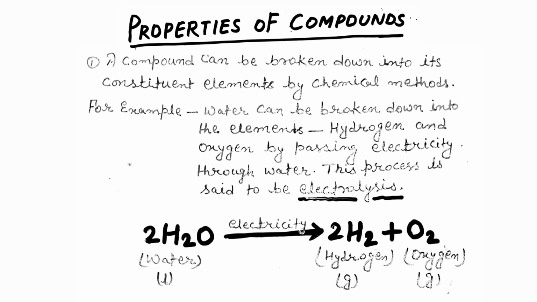Now, the next topic is properties of compounds. So, first property of compound is, say, a compound can be broken down into its constituent elements by chemical methods. For example, water can be broken down into the elements hydrogen and oxygen by passing electricity through water. This process is said to be electrolysis. See here, water formula I have given here, arrow, and above the arrow I have written electricity, means we are passing electricity through water. Now it is broken down into hydrogen and oxygen.